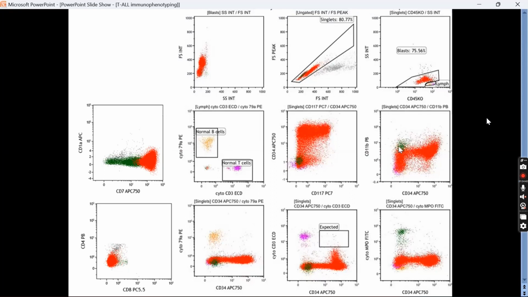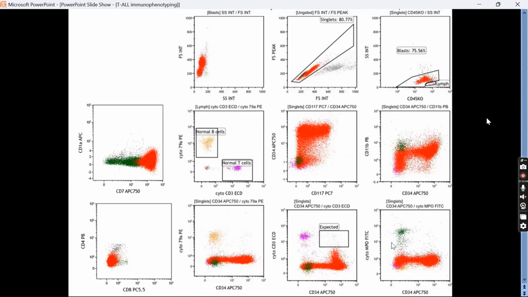Okay. CD11b is expressed, correct? So these are normal granulocytes. Green here is normal neutrophils. So you find CD11b is expressed. CD4 and CD8 is double negative. CD79a is negative in the blast.